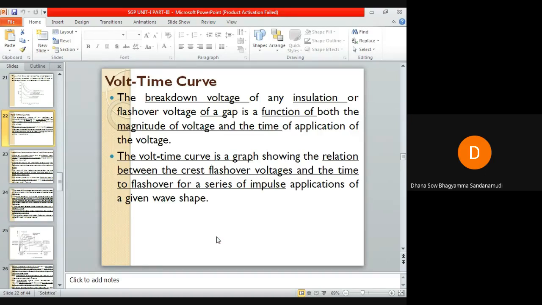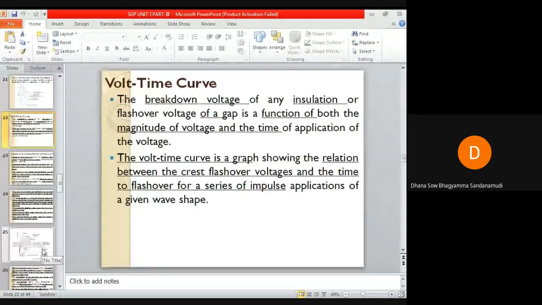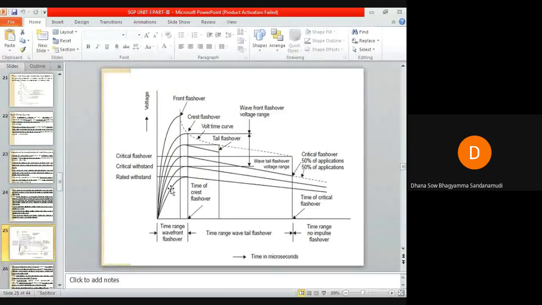So the volt-time curve is a graph which gives the relation between the peak flashover voltage and time to flashover for a series of impulse applications of a given wave shape. You know the impulse waveform, or how the impulse waveform looks. You can see here the lowermost curve. Just observe the movement of my cursor. This is the shape of the impulse waveform, and this is the peak of the impulse waveform.